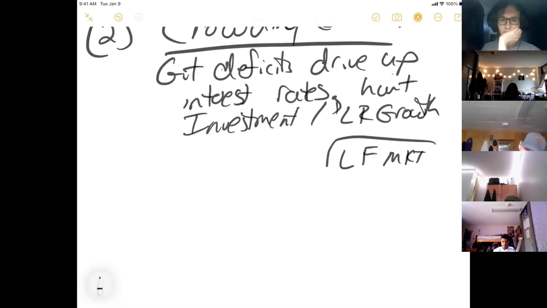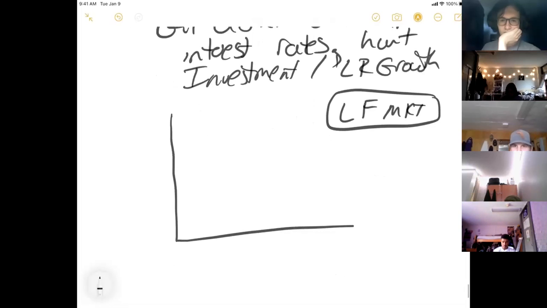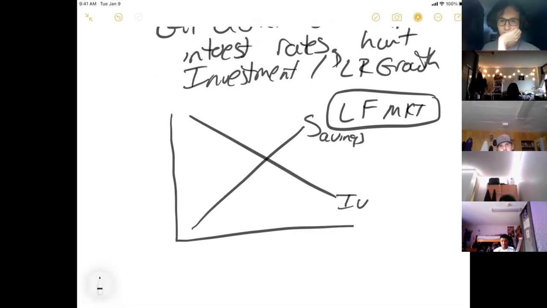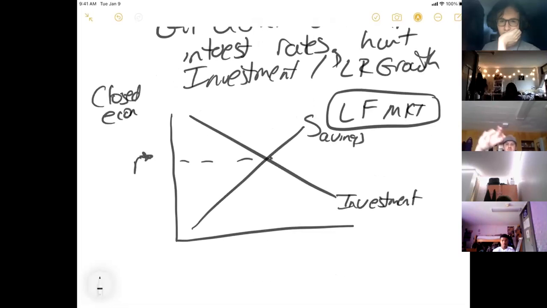Well, let's think back to our good old friend, the loanable funds market. Remember the loanable funds market when we talked about savings and investment, and that determines the equilibrium interest rate within your economy. And let's just assume that we have a closed economy here, so savings equals investment. So we'll keep it simple with a closed economy.